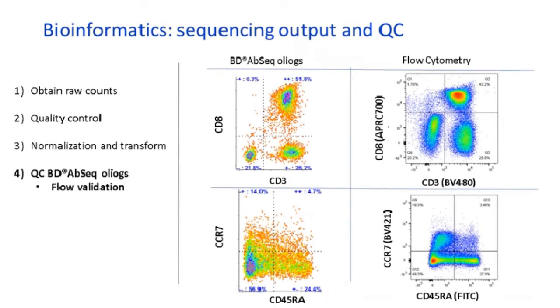The next thing is to then look at the data. Once you believe your data are clean sufficiently for downstream analysis, what you can do is to start to look at the output. In this case, it is the AbSeq output, where we have performed the experiment with the AbSeq oligos. On the left-hand side, in this case, CD8 and CD3, you can see basically cells that are CD8 positive, CD3 positive. So those are the CD8 T cells.